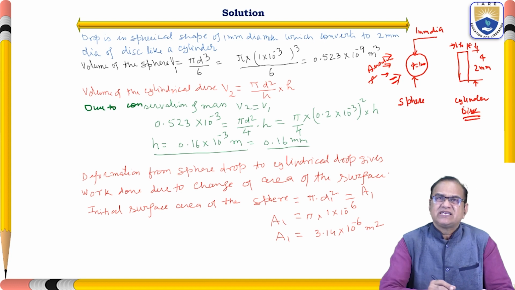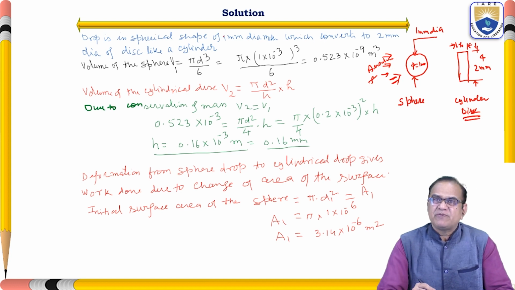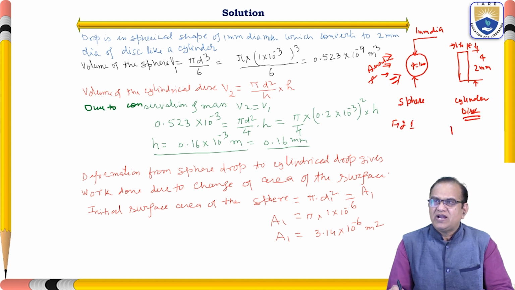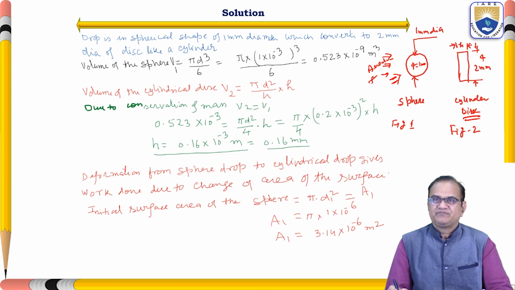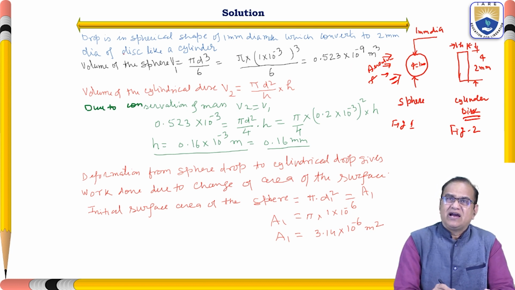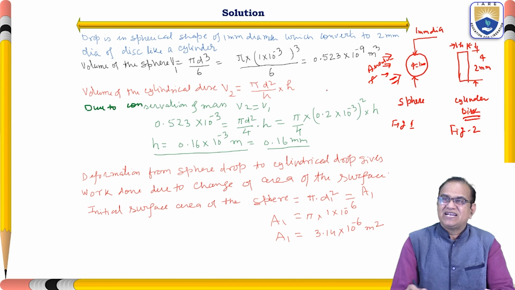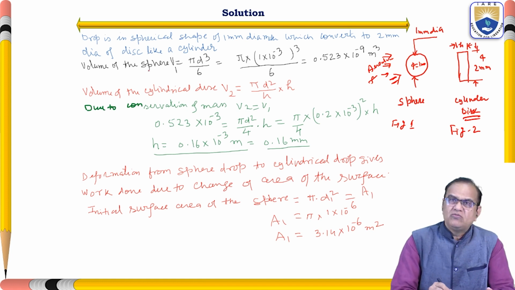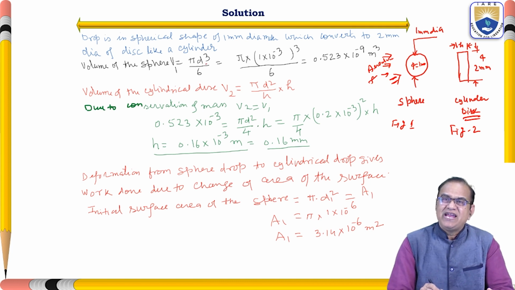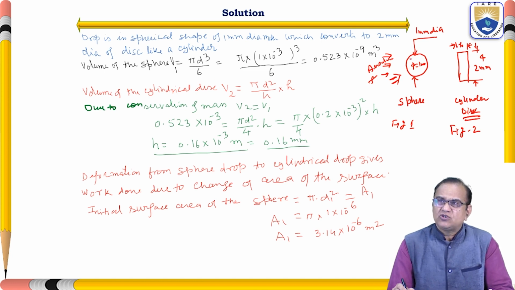The drop is in spherical shape of 1 millimeter as shown in figure number 1, and figure number 2 shows it converted to a 2 millimeter diameter disk like a cylinder. We know the volume of the sphere is V1 equal to pi d cubed by 6. So pi into d, where d is equal to 1 millimeter.